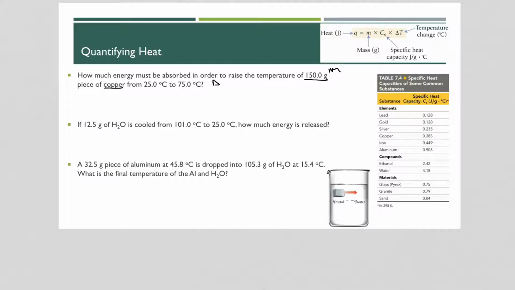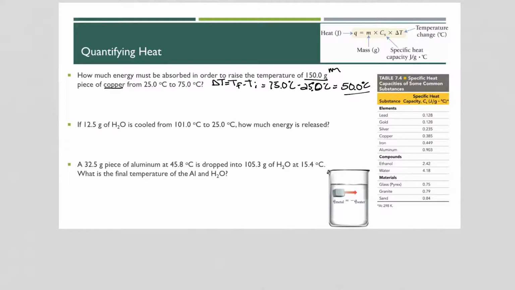So remember, delta T equals temperature final minus temperature initial. And so my final here is 75.0 minus 25.0. So my change is a positive 50.0 degrees Celsius. That's my delta T.